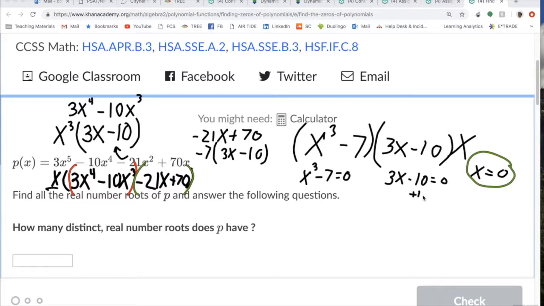So we're going to add 10 to both sides of this equation, and we'll come up with x equals 10 over 3, because we'll then divide by 3 on both sides to get the x by itself. So y'all can handle that. Over here, we're going to add 7 to both sides, so we'll have x cubed equals 7, and if we found the cube root of both sides, we would find x would be the cube root of 7.